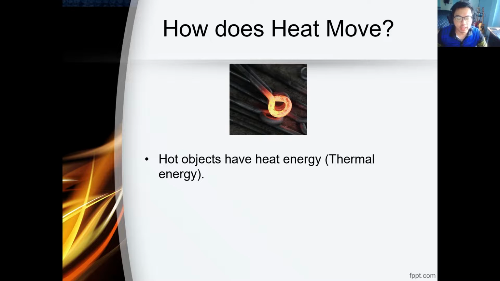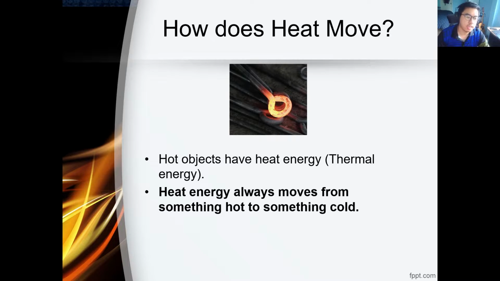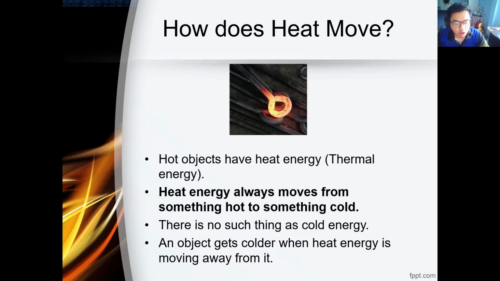Hot objects have heat energy, otherwise known as thermal energy, and heat energy always moves from something hot to something cold. And there's no such thing as cold energy. So, an object gets colder because heat energy is moving away from it.